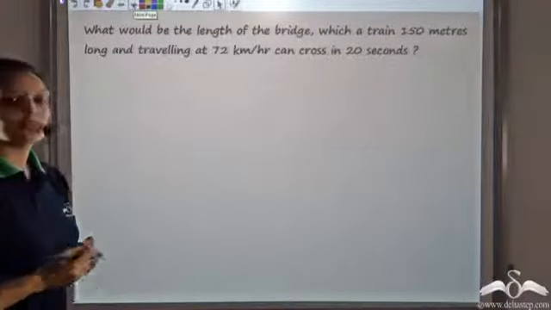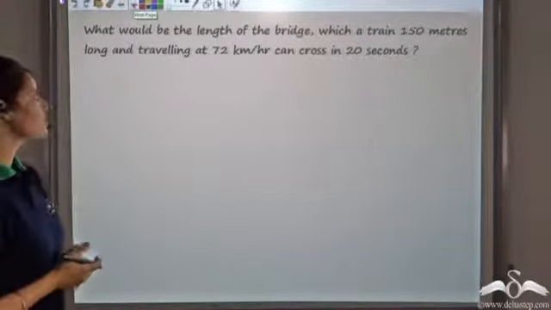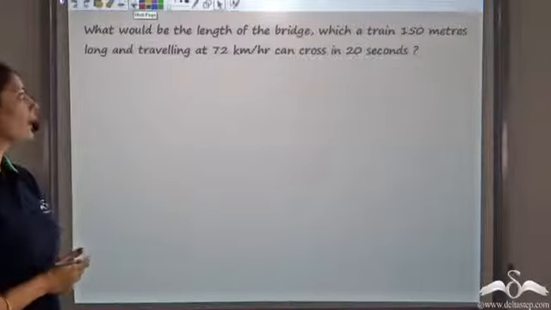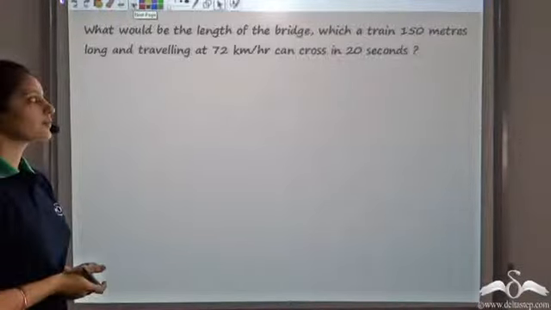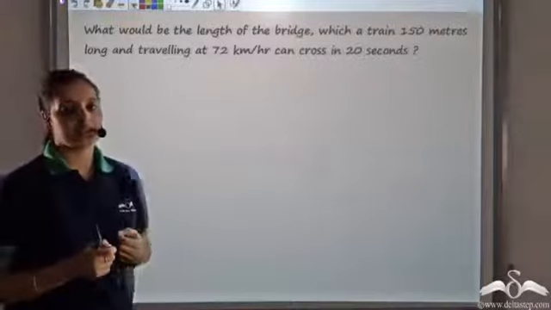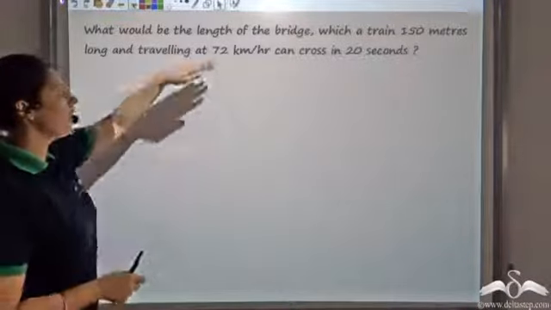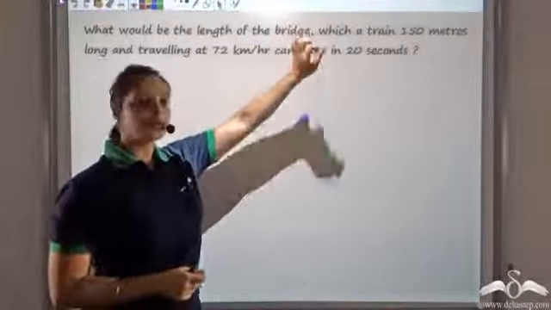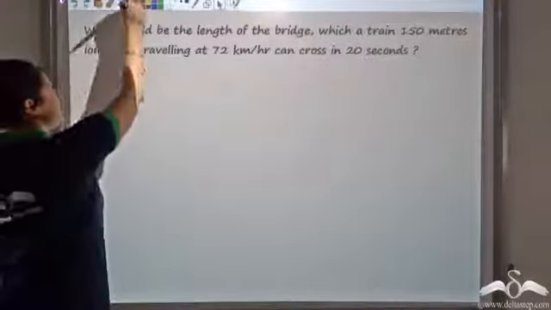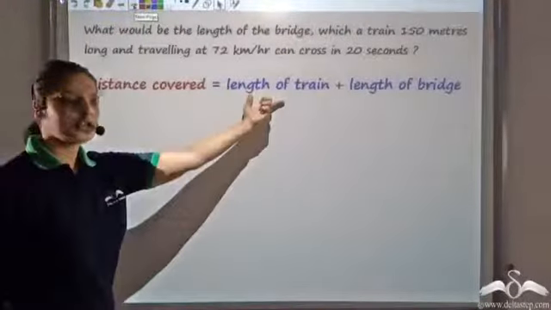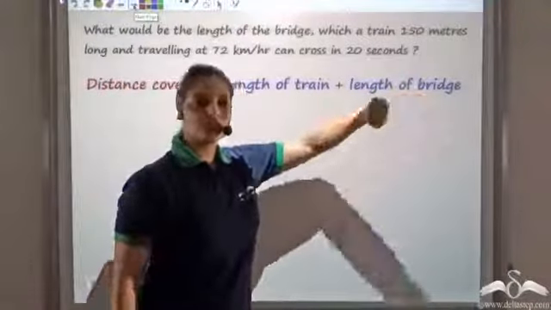What would be the length of the bridge which a train which is 150 meters long and traveling at 72 kilometers per hour can cross in 20 seconds? What I want to find is length of the bridge. So we know that distance covered is nothing but length of the train plus length of the bridge.